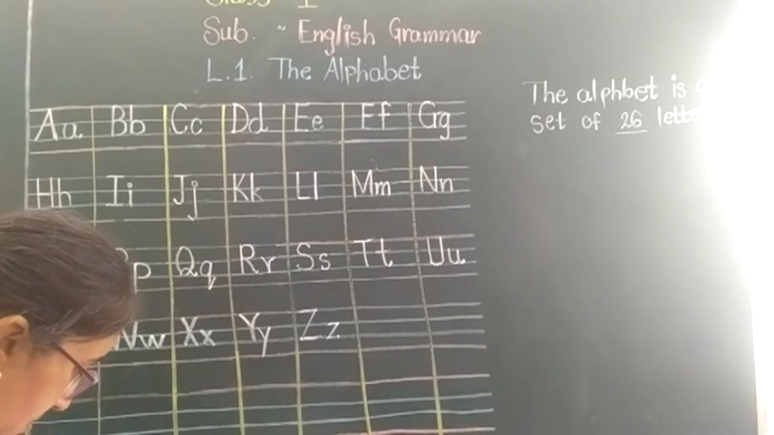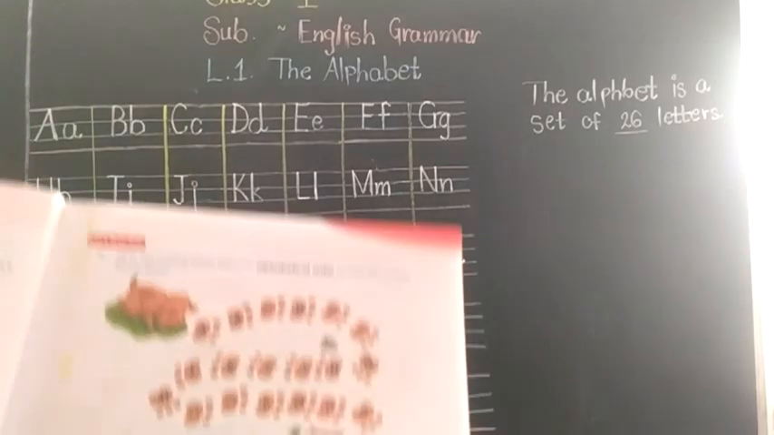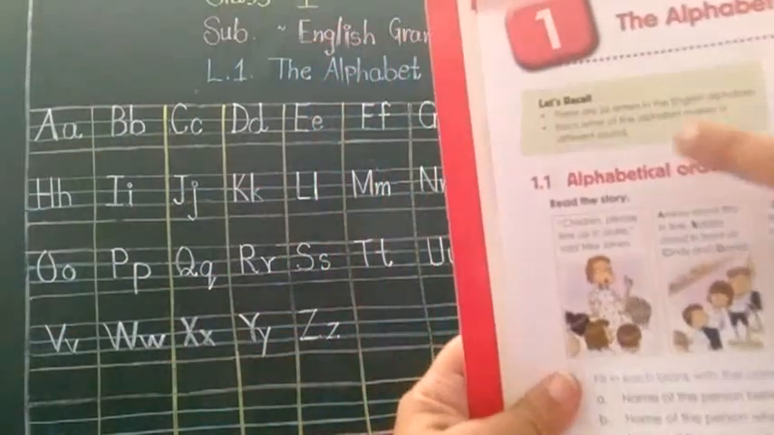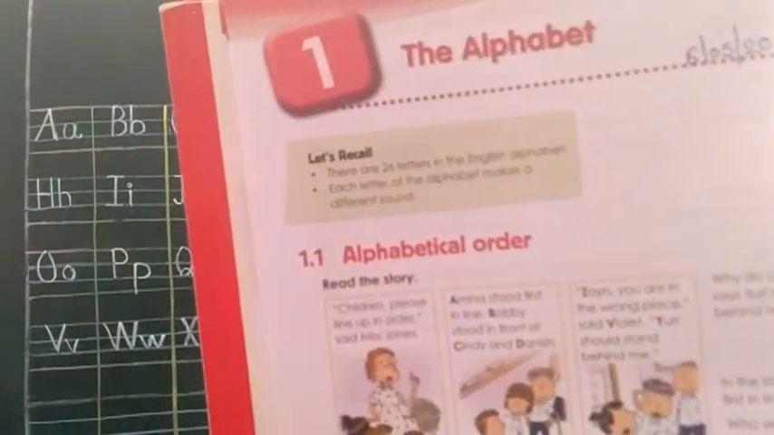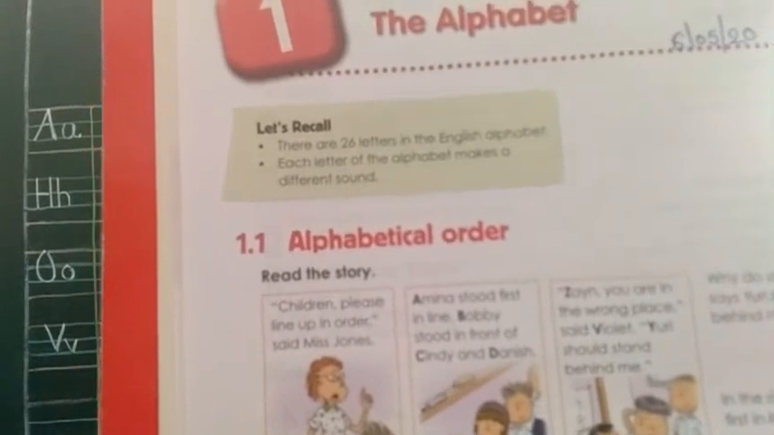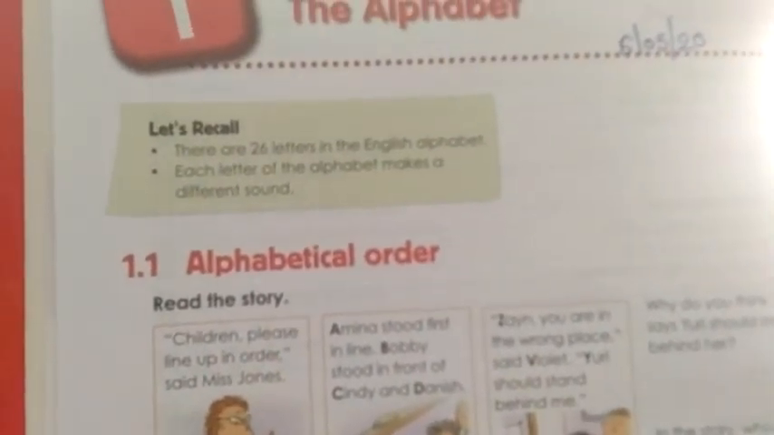So children, today this alphabetical order I am going to explain from your textbook. If you have the book, you can open page number 6. Now see, I am going to read. There are 26 letters in the English alphabet. Each letter of the alphabet makes a different sound, that I read in front of you.